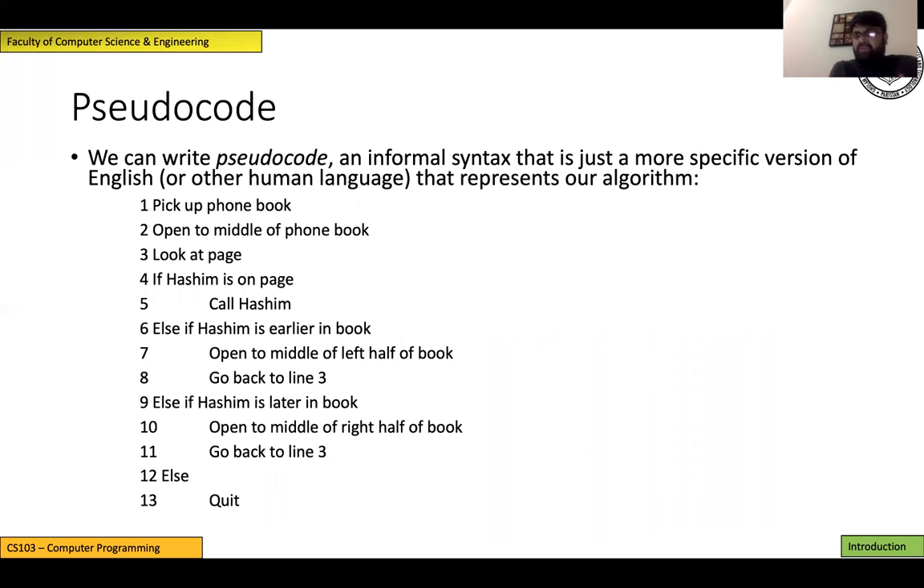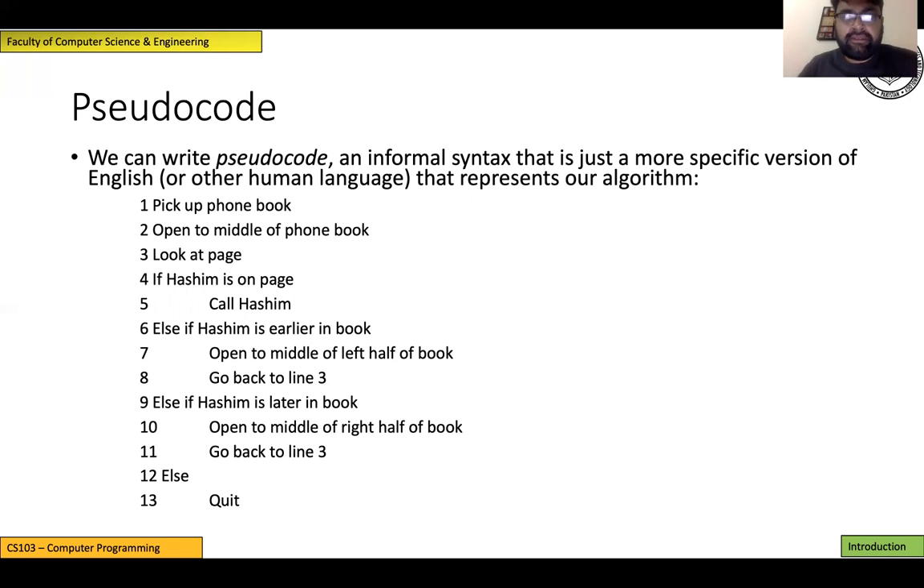So what is pseudocode? Well, pseudocode is nothing but an informal syntax to write a more specific version of English or any other human language that represents our algorithm. The algorithms are going to be represented by pseudocode.